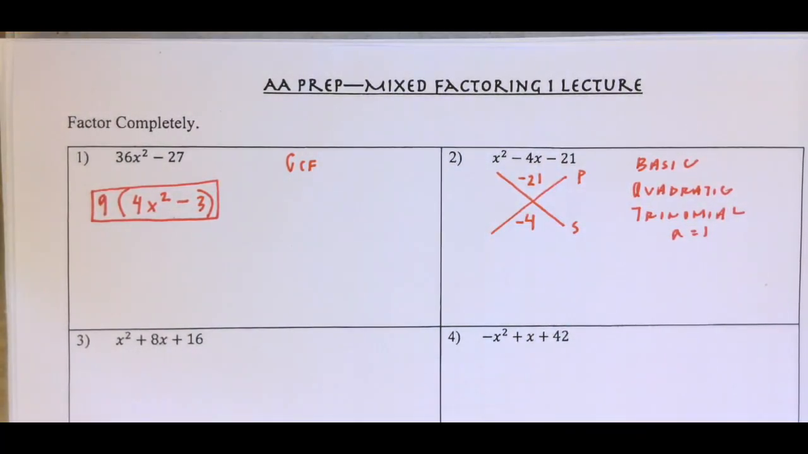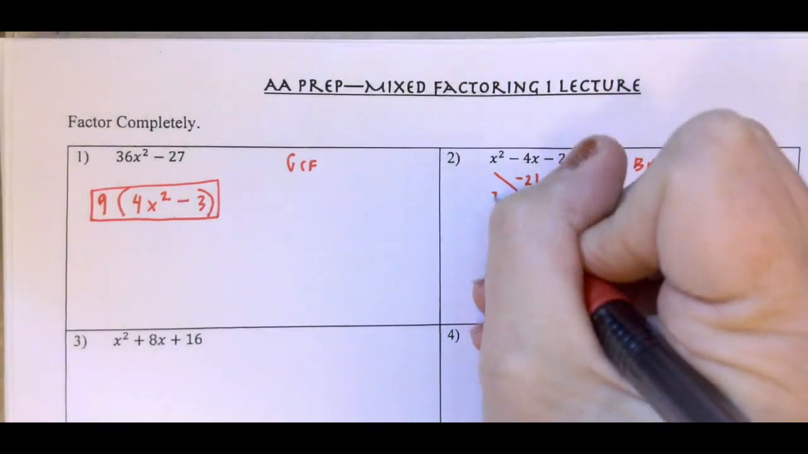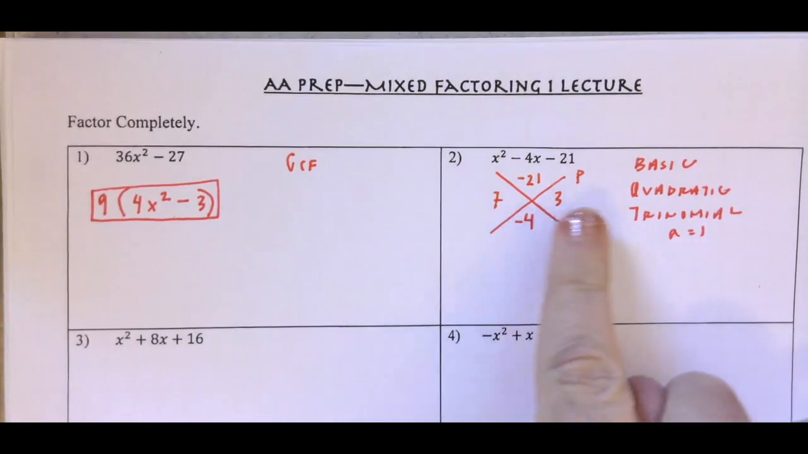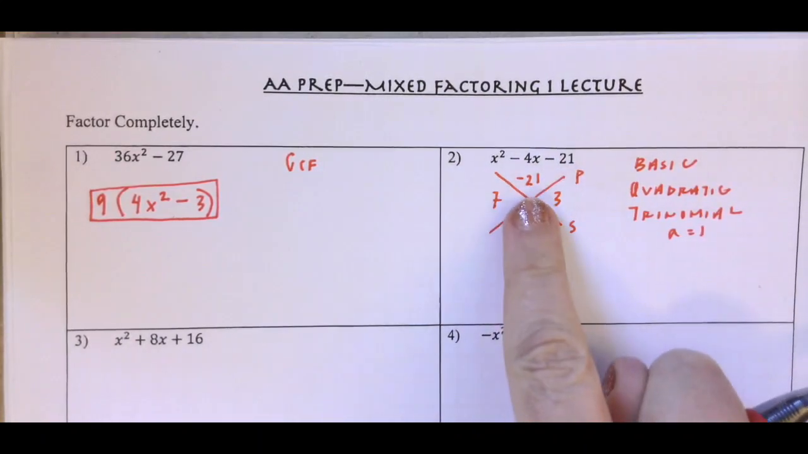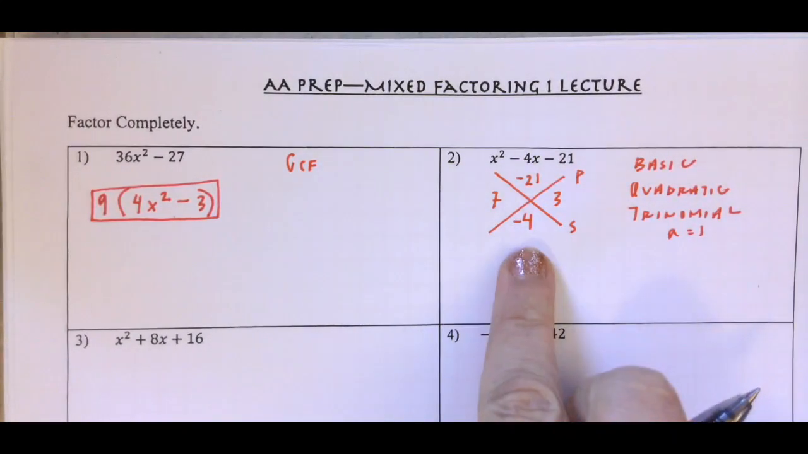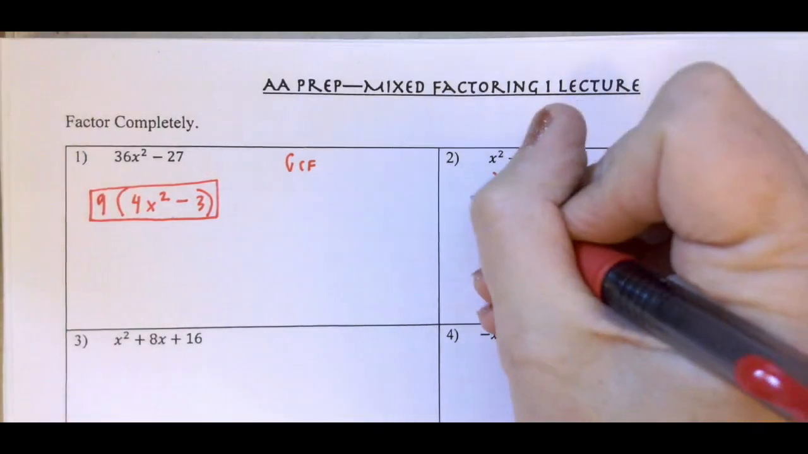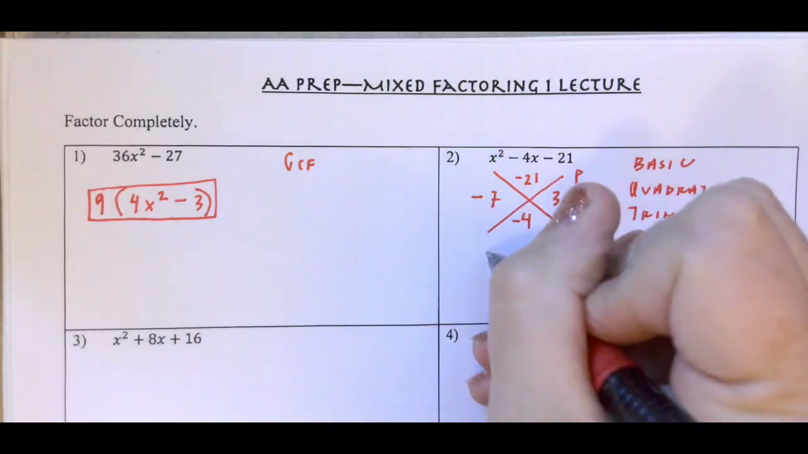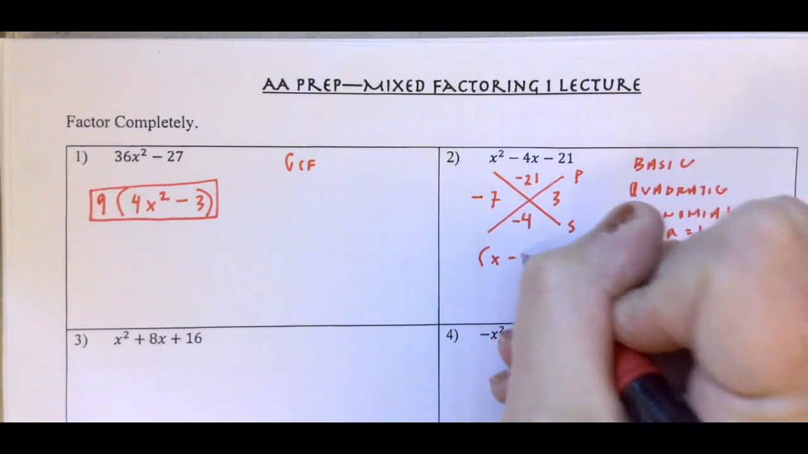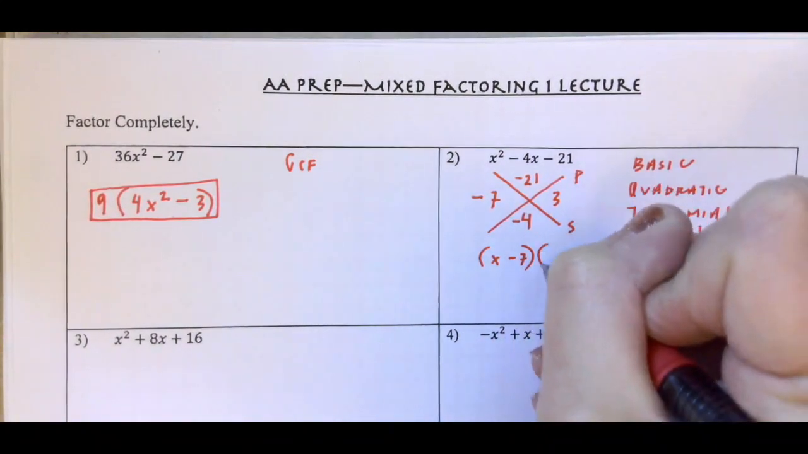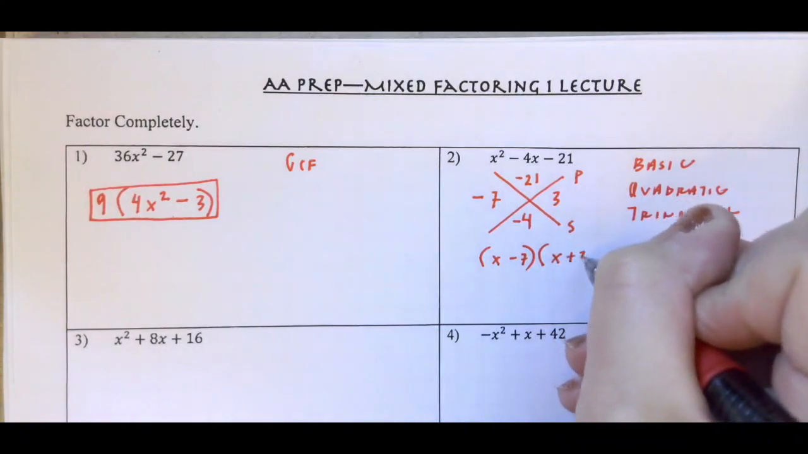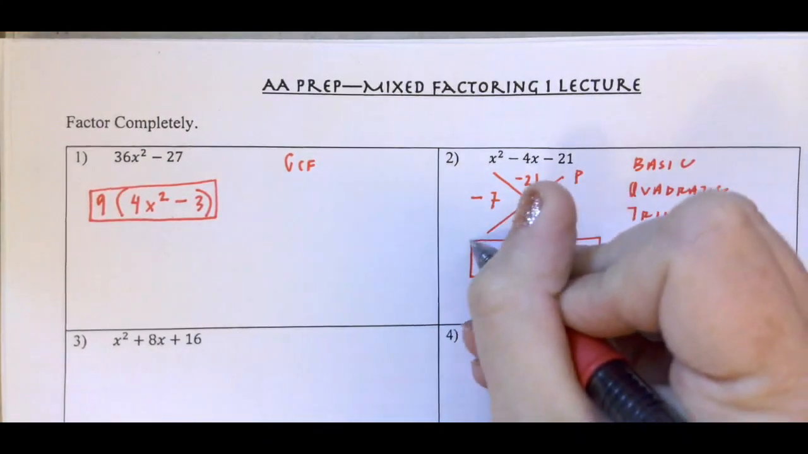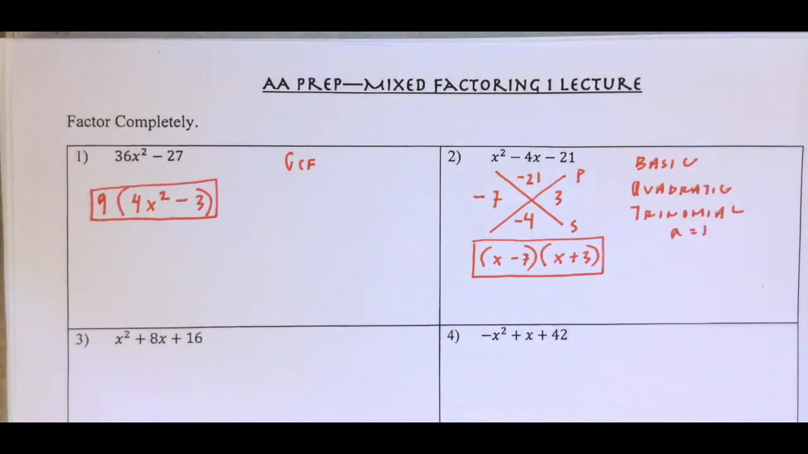So when we think about it, well, 7 and 3, right? It's got to be 7 and 3, but which one is the negative, right? One of them has to be negative to make a product of negative 21, but they have to add to a negative 4, so it must be the negative 7 times that positive 3. So my factorization here would be x minus 7 in parentheses times x plus 3, also parentheses. All right, next up.